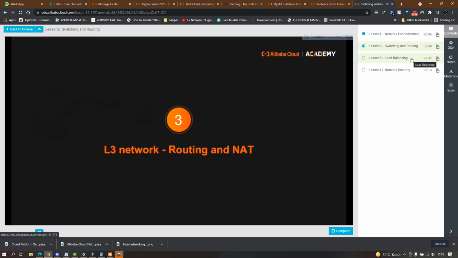Okay, after we have learned the layer 2 network features like VLAN and trunking, now we'll come to the layer 3 network features. Here I will pick up 2 important concepts in the layer 3 network: routing and NAT. So let's start. First, let's talk about routing.